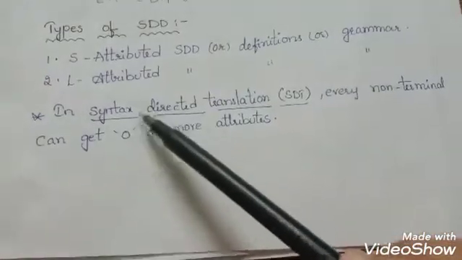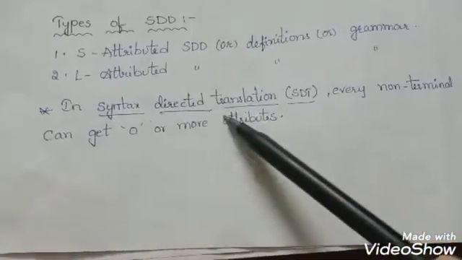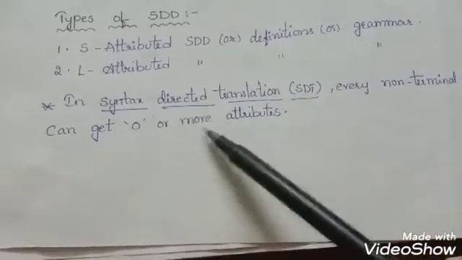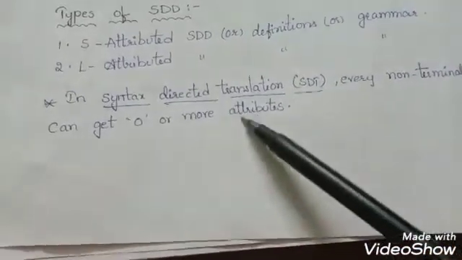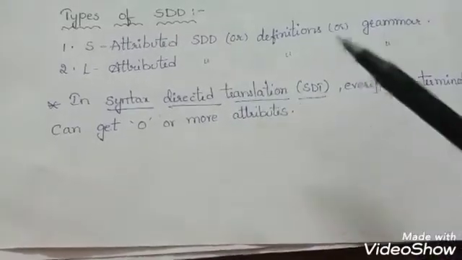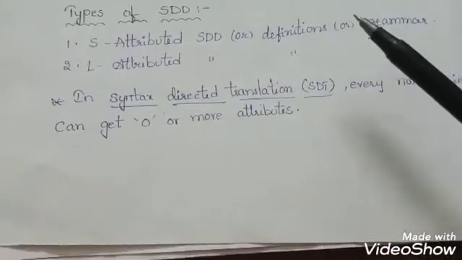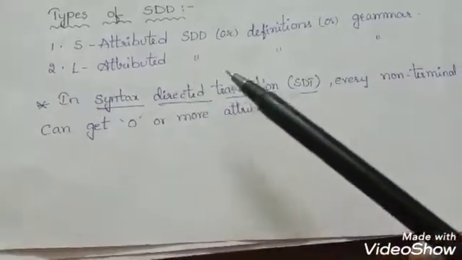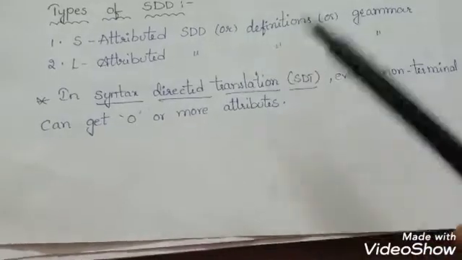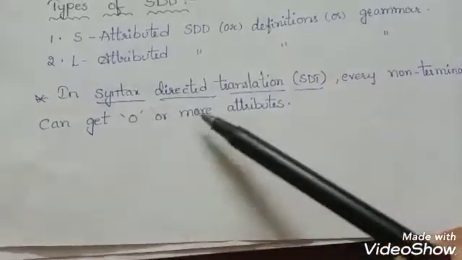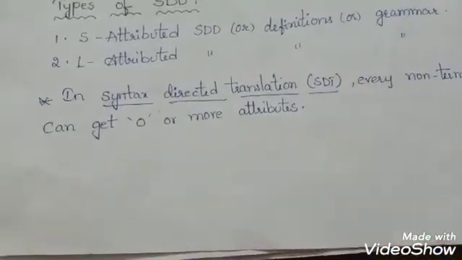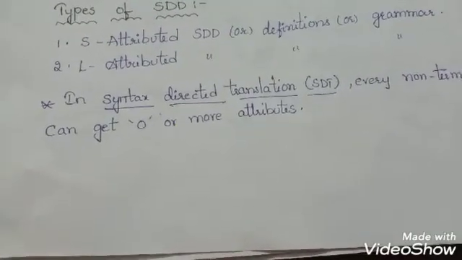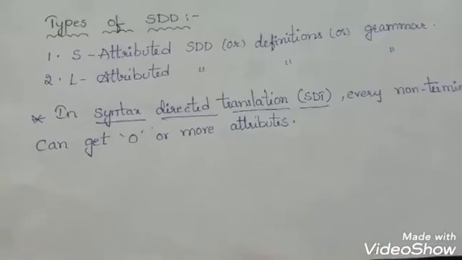In syntax directed translation, every non-terminal can get 0 or more attributes. Attributes are nothing but data types, strings, numbers. These are all termed as attributes. Now we'll see the meaning of S-attributed SDD and L-attributed SDD.